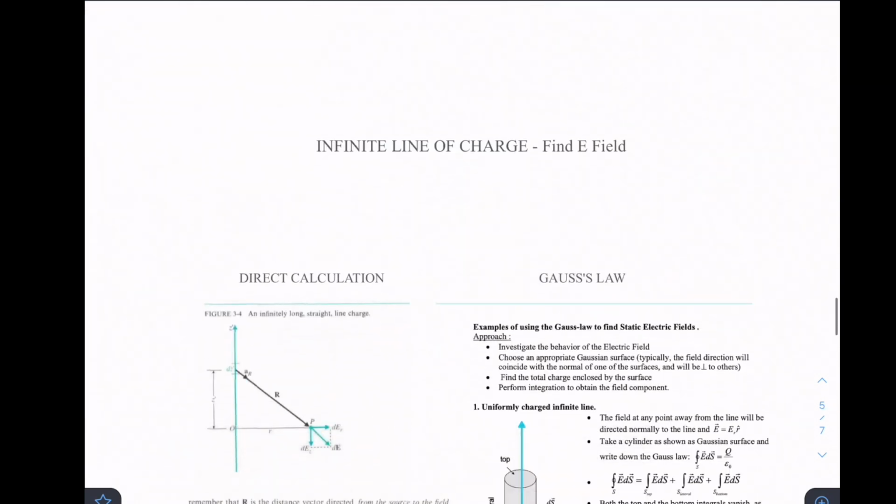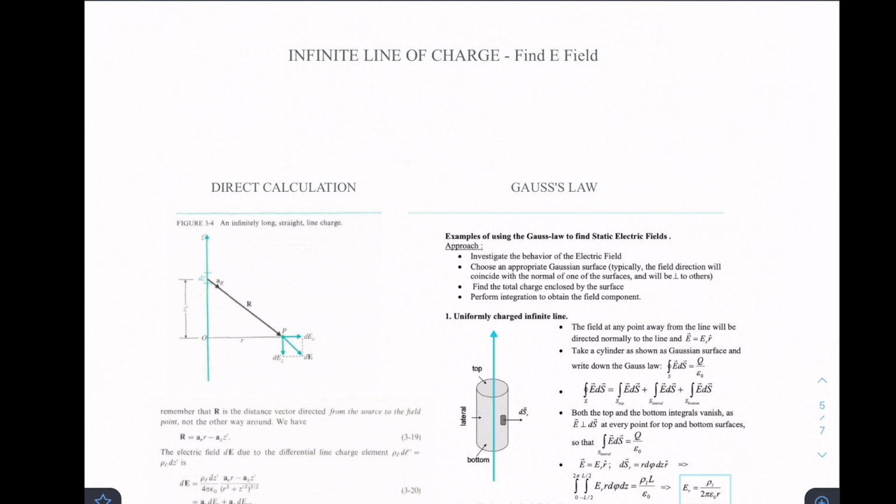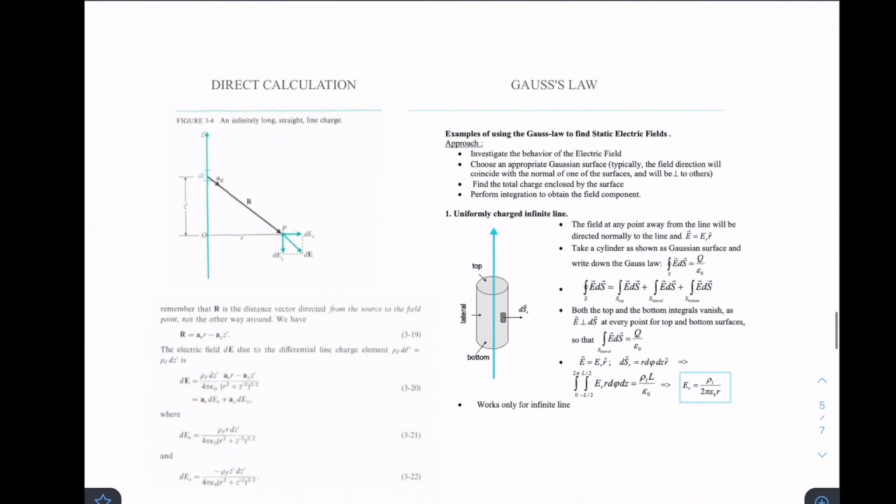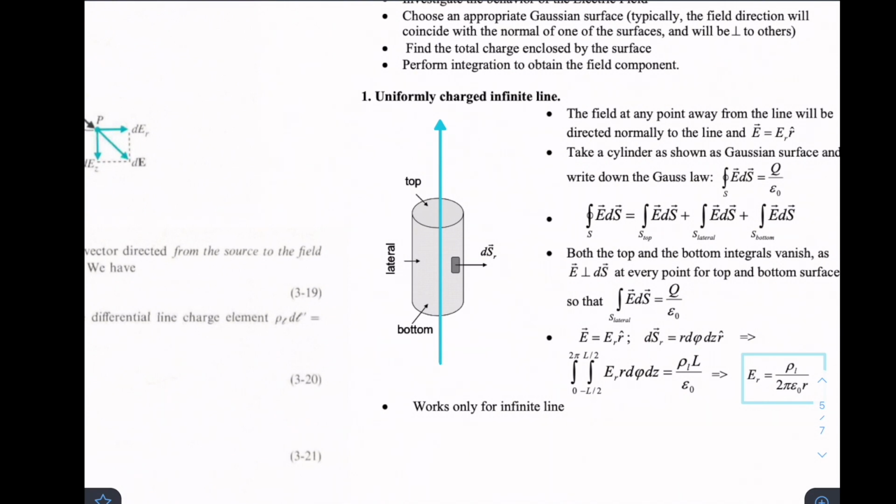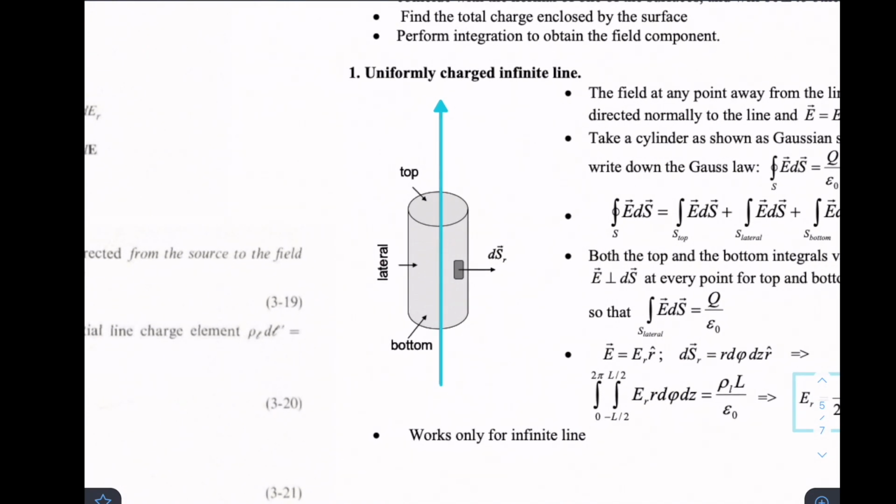Okay, so one more. Looking at an infinite line of charge, again, you can use direct calculation or Gauss's law. The reason this cylinder is okay to use for this problem is that, like what we said before about how point charges behave, this line charge at every point is going to radiate charge out, and all of these E field lines are going to be perpendicular to the surface of the cylinder in the r hat direction. That's why we can use the cylinder here.